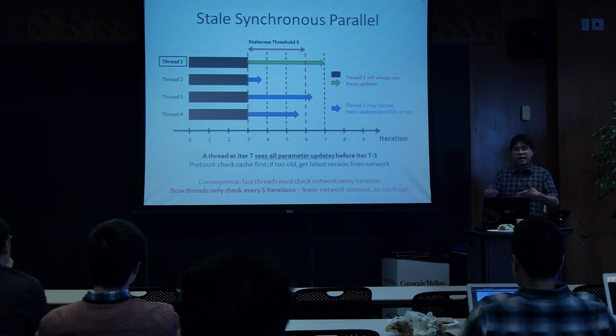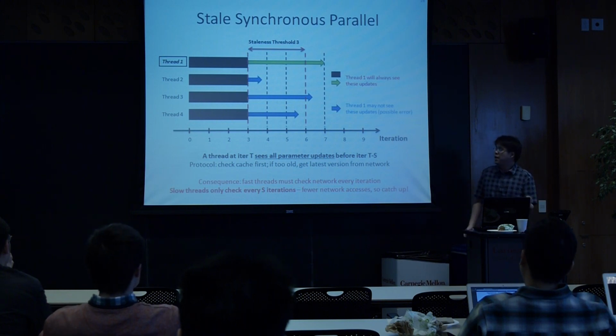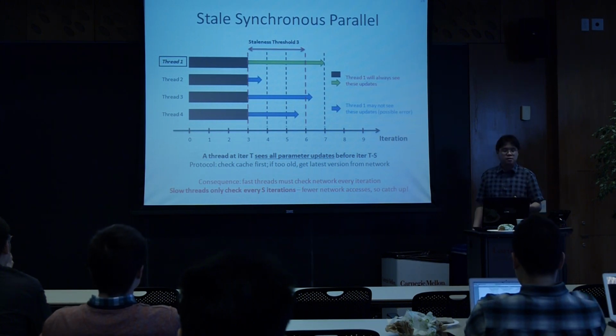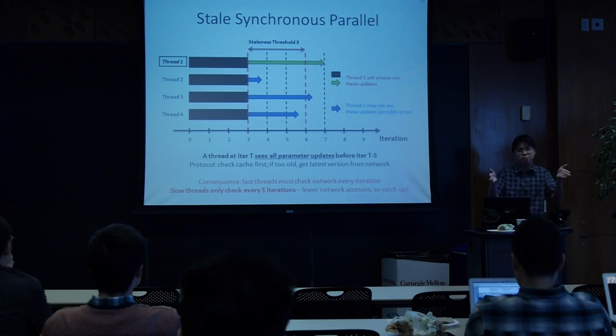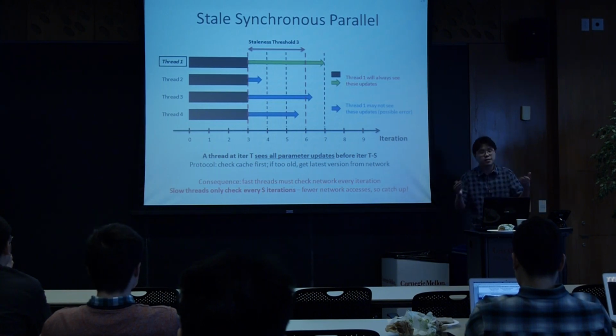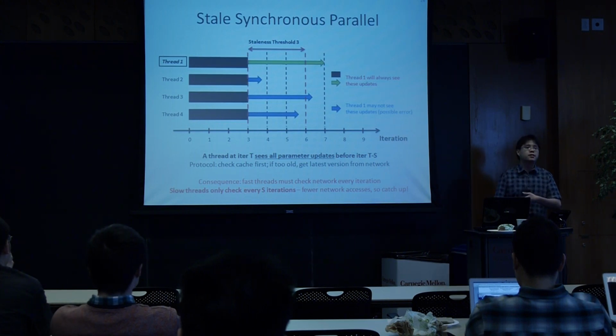So I talked about a cache system that allows threads to use stale, locally cached versions of the parameters rather than requesting for the true one over the network. Specifically, we want a thread at iteration t to see all updates before iteration t minus s. So notice there's a correspondence here with what I call the staleness threshold. Fastest and slowest threads can't be more than s apart, and every thread has to have a local view of the parameters that's no more than s iterations old.